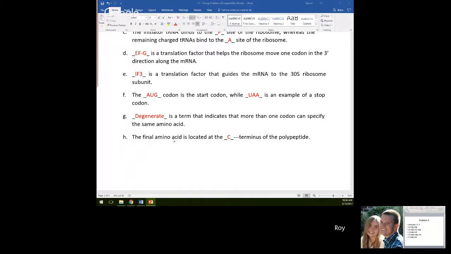And then the final amino acid is located at the C terminus of the polypeptide. That's just protein synthesis there. So those are my problems, problem number 1 and problem number 2. I will let, I think it's Ashley, take question 3.